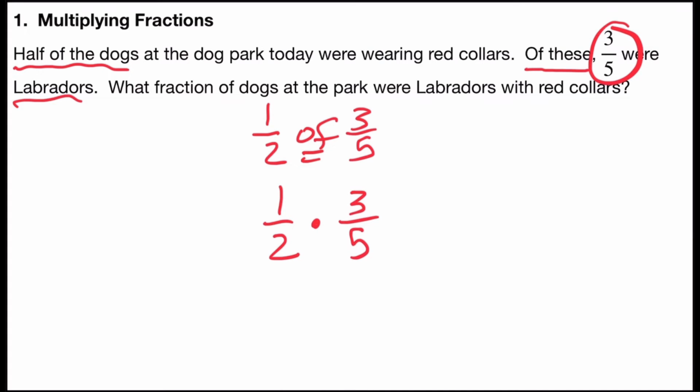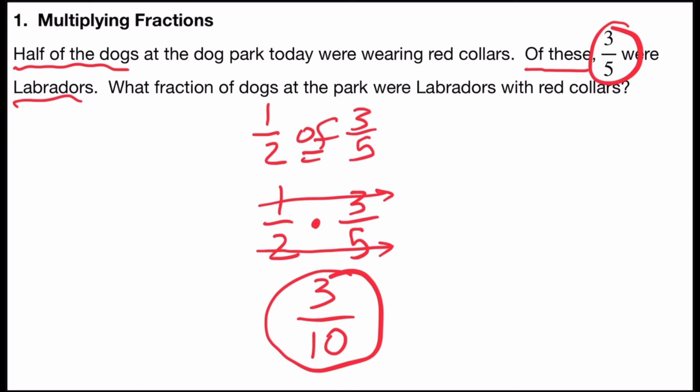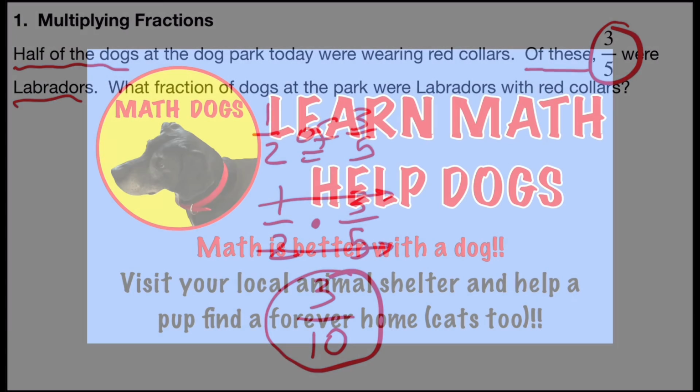To multiply fractions, we're just going to multiply across the top. 1 times 3 is 3. And multiply across the bottom. 2 times 5 is 10. And then see if we can reduce at the end. 3/10 is not reducible, and so our answer is 3/10 of the dogs at the park were Labradors with red collars.